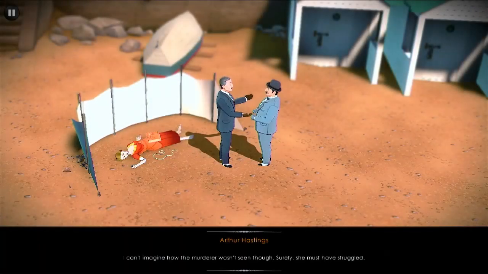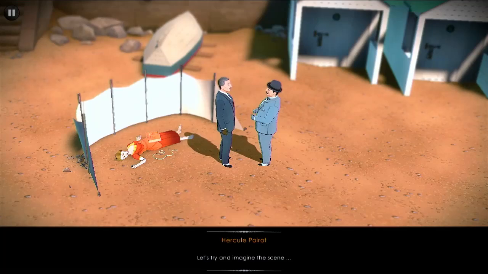I can't imagine how the murderer wasn't seen, though. Surely she must have struggled here. Let us try and imagine the scene.